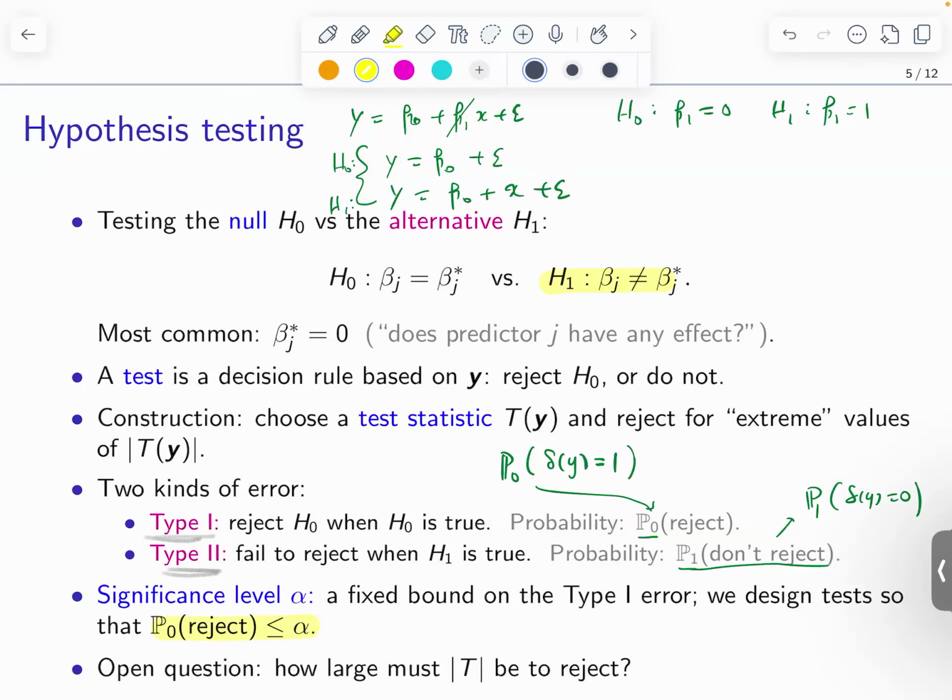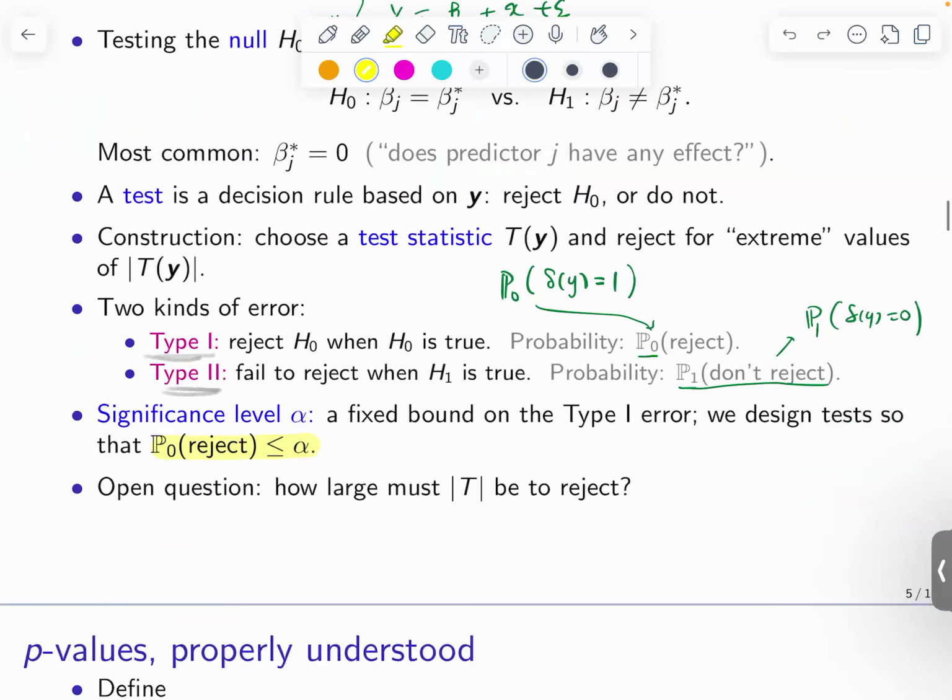The type 1 only requires you to know the null. You can set it without knowing what the structure of the alternative is. Type 2, you have to decide what kind of alternative you want to look at. Is it the simple one? Is it this composite one? Is it a different shape, so that beta 1 is in an awkward shape or something like that? It's more complicated. Okay. So far, so good.